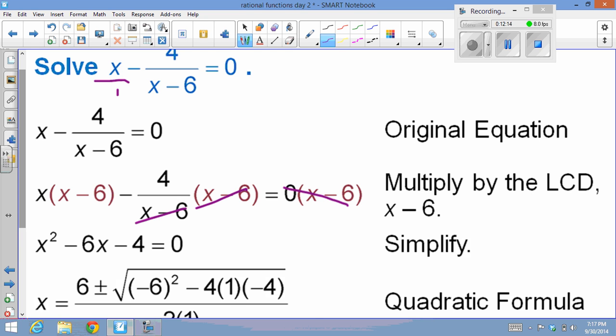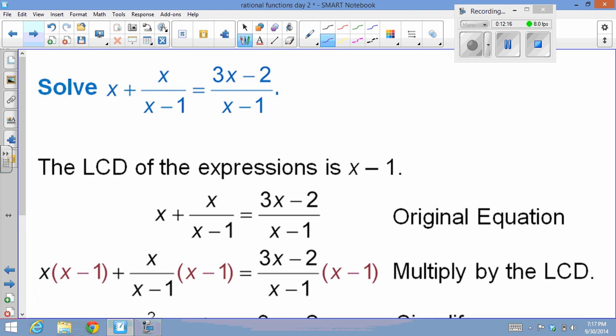So here's another equation. I have x plus x over x minus 1 equals 3x minus 2 over x minus 1. So our common denominator is x minus 1, because again, remember, this is over 1. So I'm going to multiply each term by x minus 1. So I have x times x minus 1, plus x over x minus 1 times x minus 1, equals 3x minus 2 over x minus 1 times x minus 1.